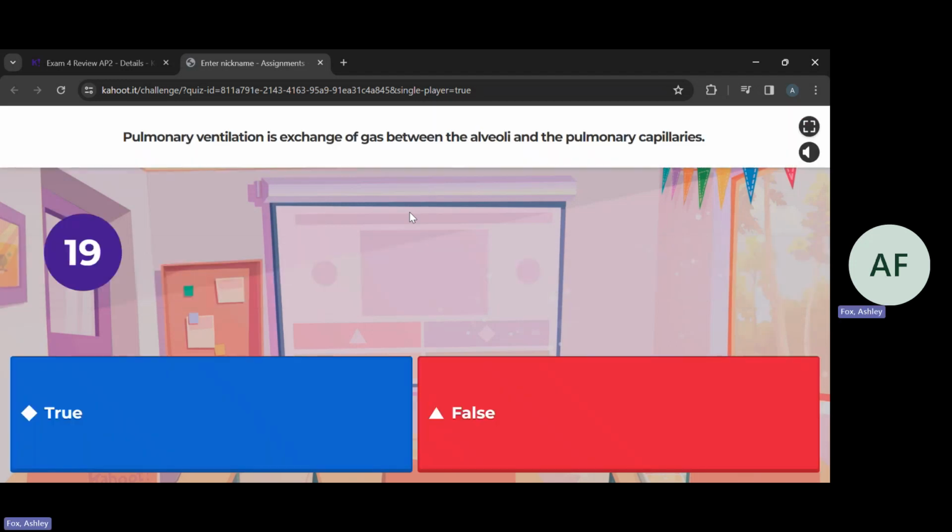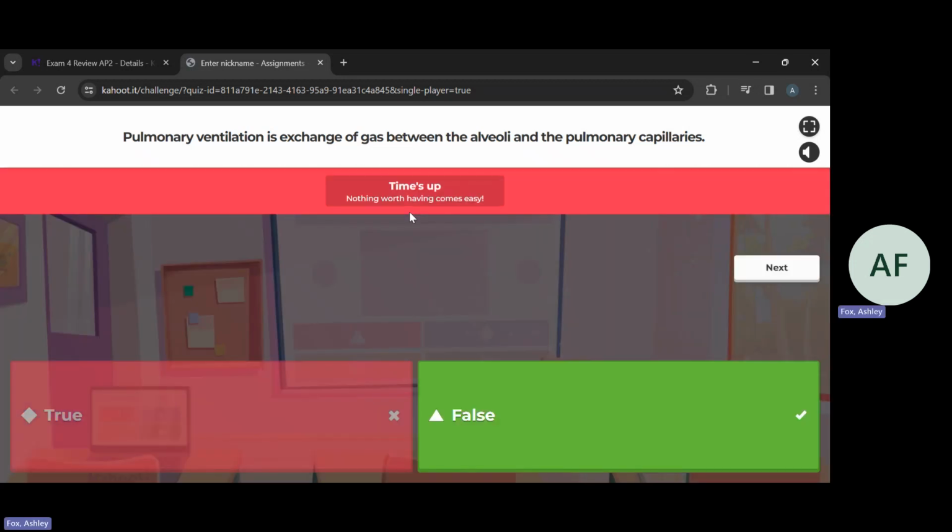Pulmonary ventilation is the exchange of gas between the alveoli and pulmonary capillaries. True or false? This is false. Pulmonary ventilation is air going into the lungs and out of the lungs.